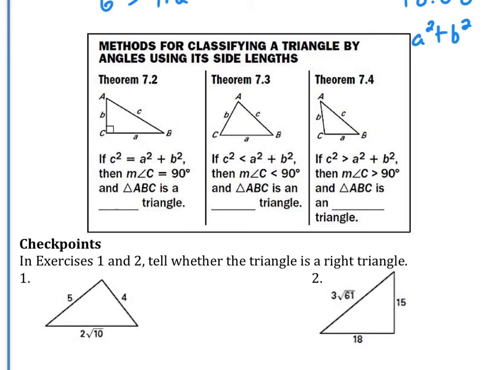Theorem 7.2 says that if c squared equals a squared plus b squared, the triangle is a right triangle. If c squared is less than a squared plus b squared, the triangle is acute. And if c squared is greater than a squared plus b squared, then the triangle is obtuse. So we have right, acute, obtuse.